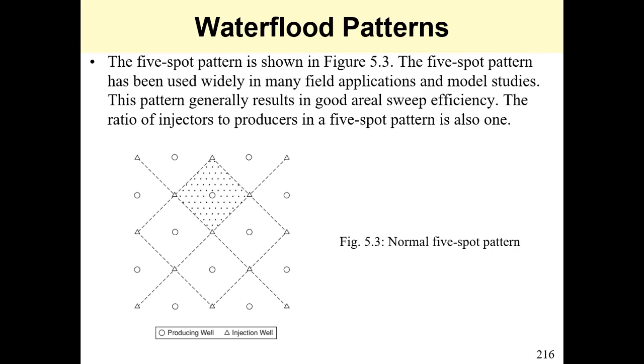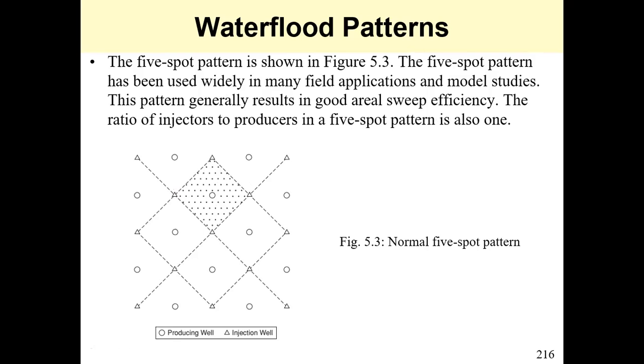The 5-spot pattern is widely used for many applications and model studies. It provides good areal efficiency. So you see that there are actually some similarities between this and the staggered line pattern drive. The ratio of injectors to producers is also 1:1. If you take one producer, you have 4 injectors around it, and that's what constitutes the 5 spots.